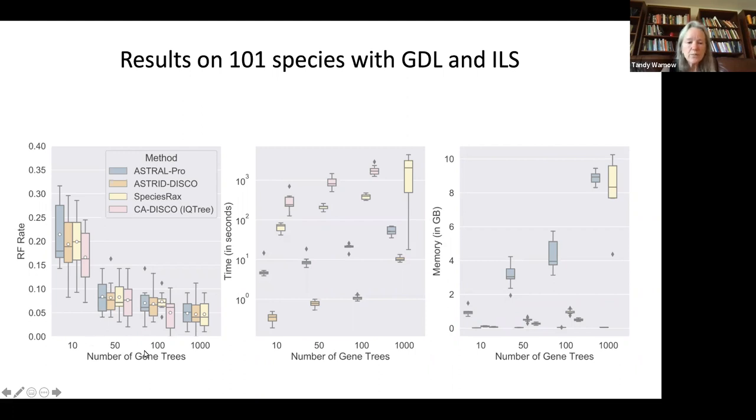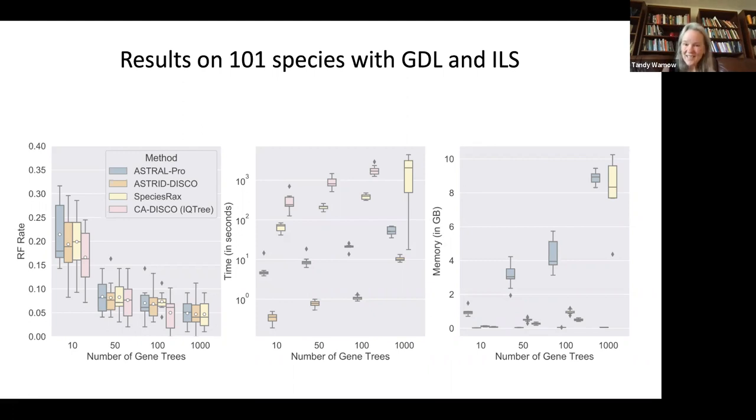And we're varying the number of gene trees or gene family trees from 10 up to 1,000. And these data sets all have 100 species and gene duplication and loss, as well as incomplete lineage sorting. So the trends, the first thing is pink, concatenation Disco. It's best at 10 genes. It's tied for best at 50. It's best at 100. And it's not running at 1,000.